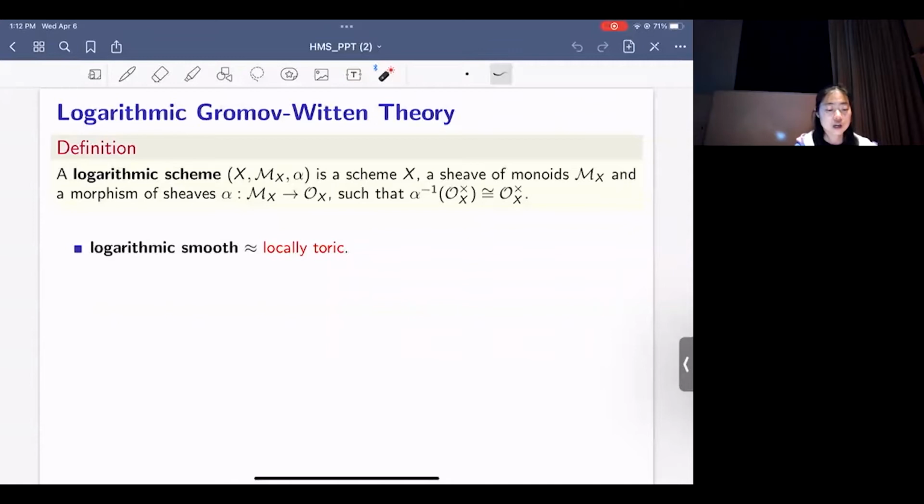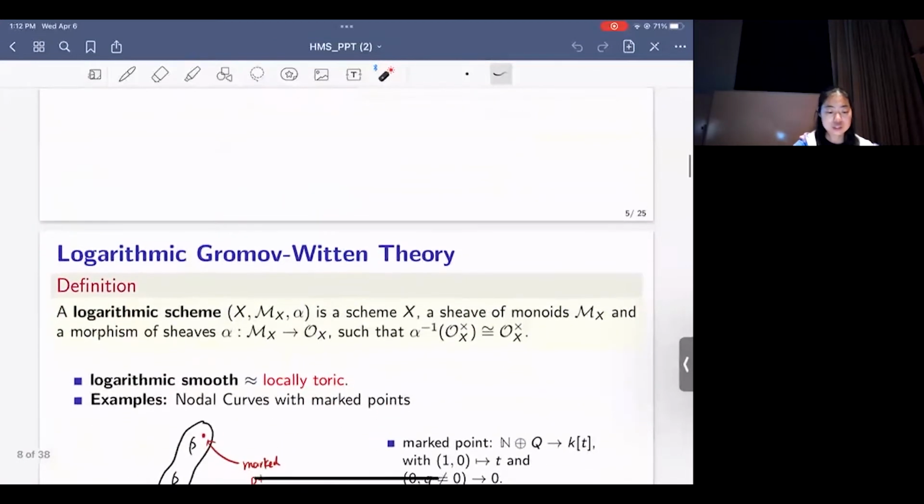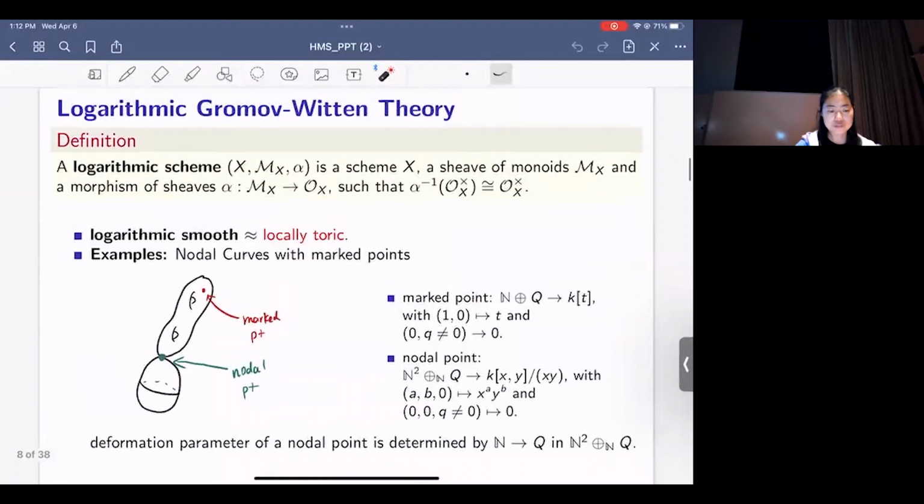And a key fact of log schemes is that there exists a definition of smoothness, and log smooth is something like locally toric. Here is a very first example of a log smooth object, which is the log smooth curve. I mentioned Kato's classification of the log smooth curves, and a log smooth curve is basically a nodal curve together with marked points.